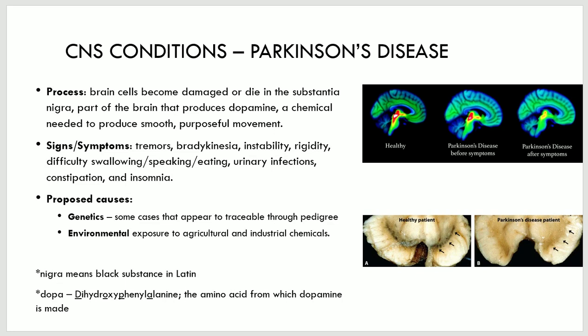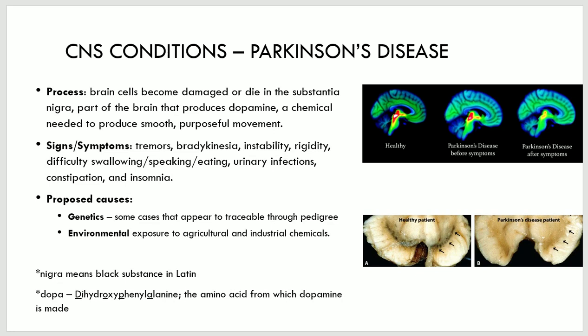Some proposed causes are genetic. Unfortunately, here you can trace it in a family tree. So some cases appear to be traceable through pedigree. And then if it's not genetic, we're thinking maybe environmental exposure, different agricultural or maybe industrial chemicals that can cause brain cells to be damaged or die in the substantia nigra.